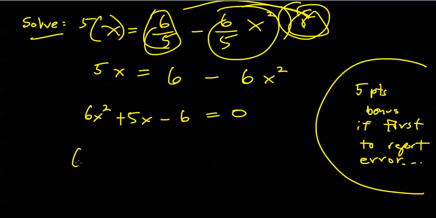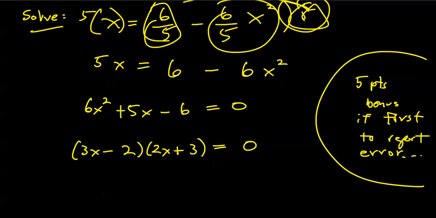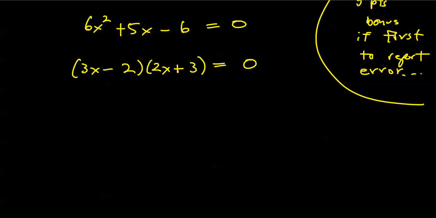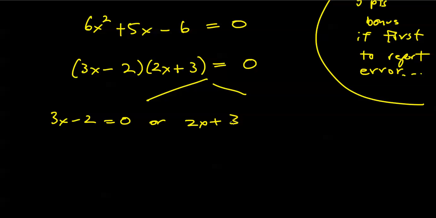Let's go on. Alright, if I factor the left hand side, 3x and 2x in the first slots I think will work. If the outer product is 9x and the inner product is a minus 4x, indeed the inner and outer product do add up to 5x, and the last product is of course minus 6. So successfully factoring the left hand side trinomial gives me this expression, and now I'll branch off using the zero product rule. 3x minus 2 equals 0, or 2x plus 3 equals 0.